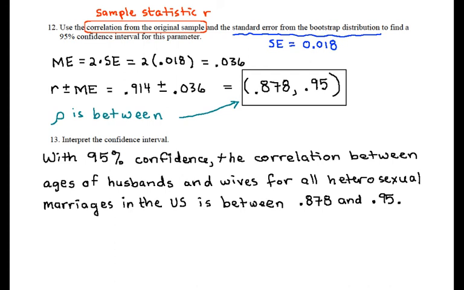I wrote this as: with 95% confidence, the correlation, we have to say what parameter it is that this represents, between ages of husbands and wives for all heterosexual marriages. We need to make it clear that we're talking about the whole population. This is not just a statement about our sample, is between these two values. And no units in this case because correlation is unitless. Generally, we would include units if these were means, right? If we were talking about bounds on a mean, an average of something almost always has units that we could express.